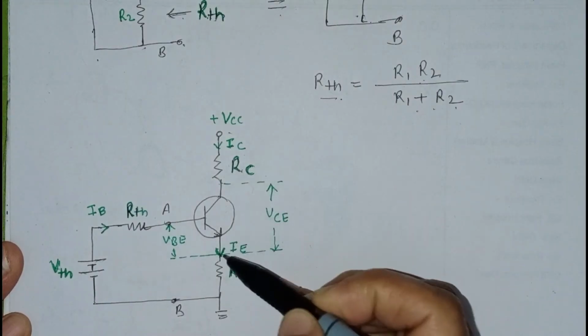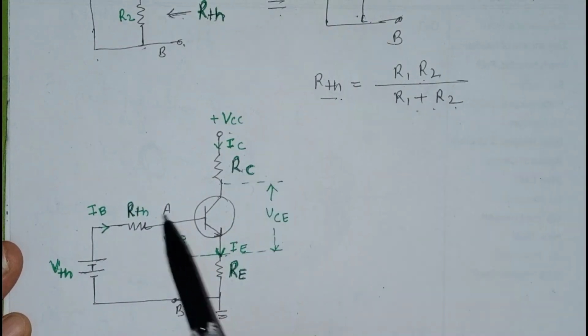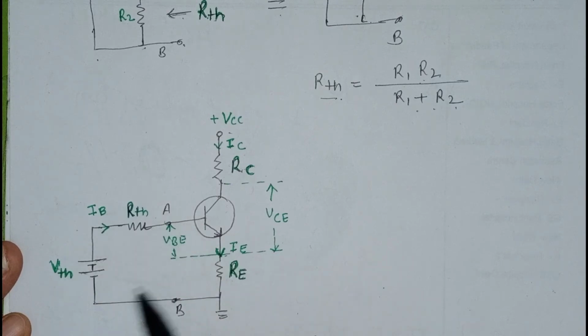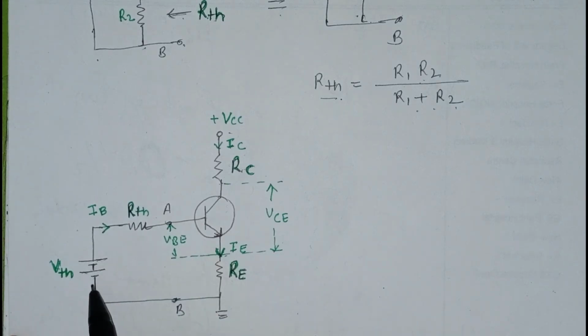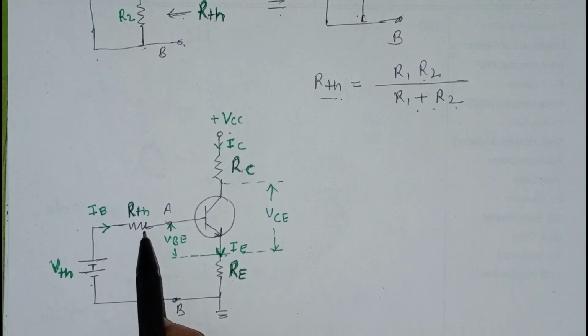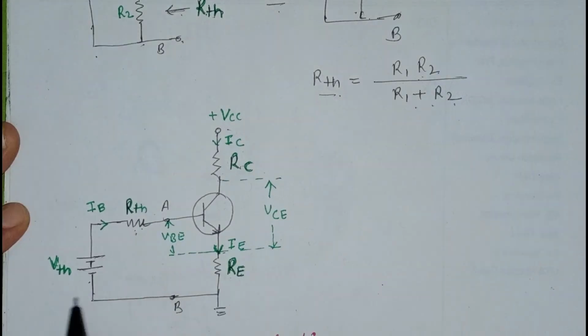Now we will redraw the whole circuit again. Now the input side that we have Thevenized. This is VTH and the resistor in series is the equivalent resistor of the input circuit, RTH. So we have connected this resistor in series with VTH. Now we can see here that our circuit is simplified well. Now we can analyze this circuit easily.